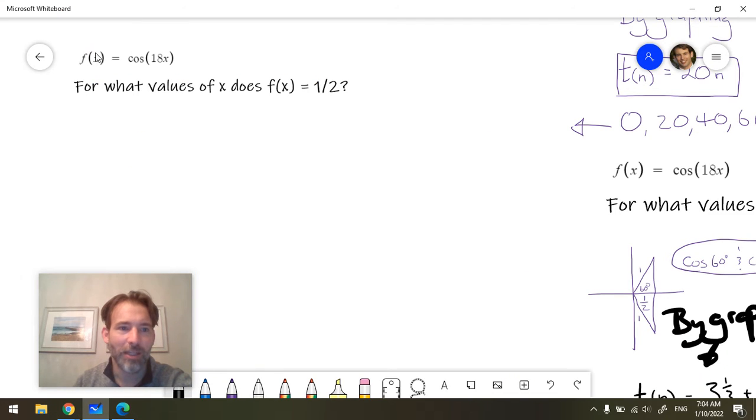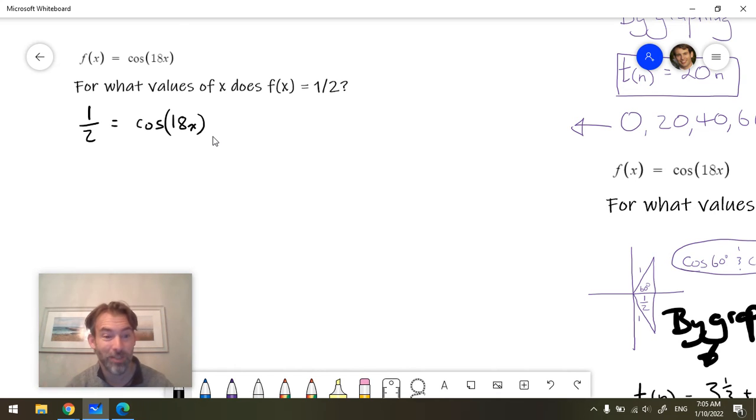If we go back to this example, for what values of x does f of x equal 1/2? Okay, so first thing is write it out. We would say 1/2 is equal to cosine of 18x. All right, and we know that cosine can hit 1/2. We don't have an a or a c here that's going to change the amplitude, but we know that it hits 1/2 and it hits 1/2 twice. Okay, where does it hit 1/2?